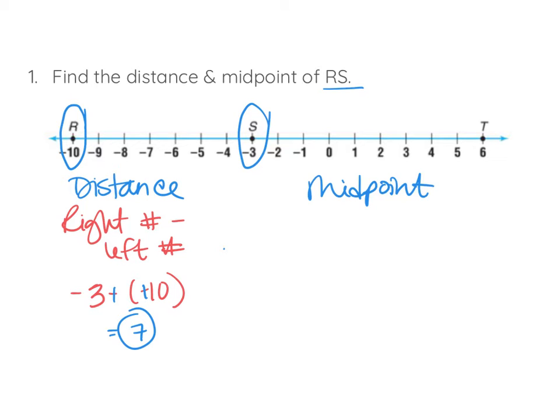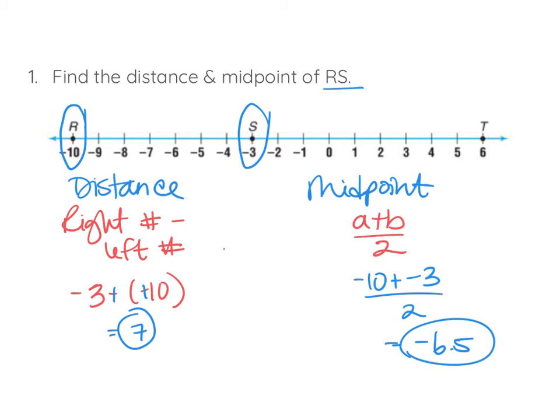Now the midpoint, I'm just going to take A plus B divided by 2. Remember, A and B just are the endpoints. So -10 plus -3 divided by 2. -10 plus -3 is -13, divided by 2 would be -6.5. Okay, so this number is a distance. That's 7. This 6.5, the midpoint, is actually a value on the number line. So I could put a little dot right here and say M for midpoint would be at -6.5.